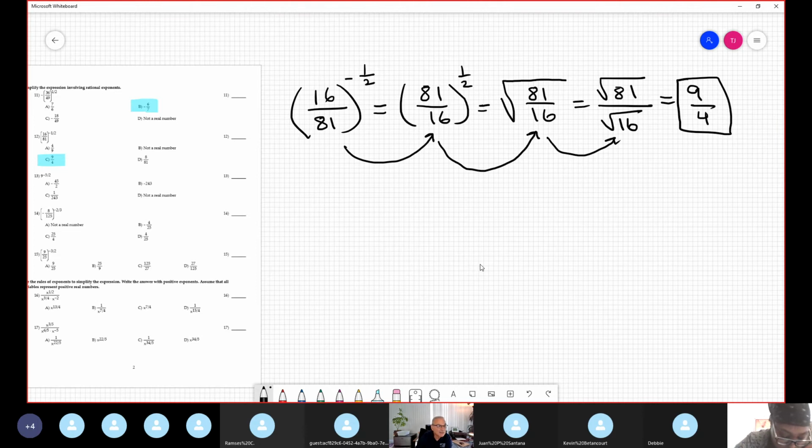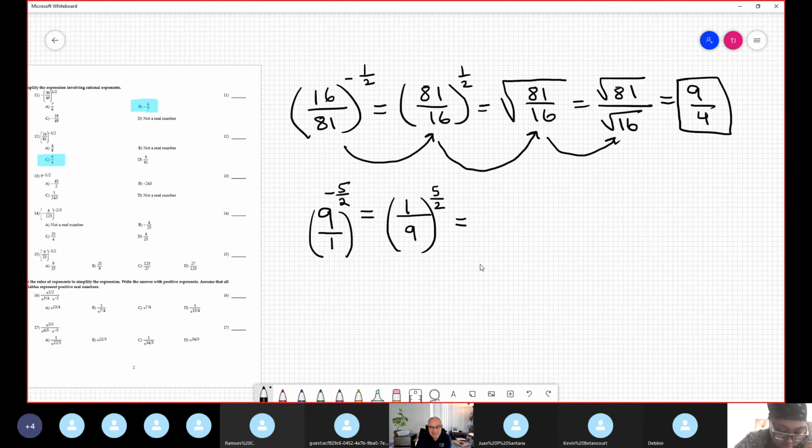Okay, 13. 13 is similar. Well, it's 9 raised to the negative 5 over 2. Well, again, in this case we have no fraction. Okay, it's 9. Again, we have the negative exponent. Actually, 9 is a whole number, but you can consider it as 9 over 1. So when you flip it, it's 1 over 9 raised to the 5 over 2.